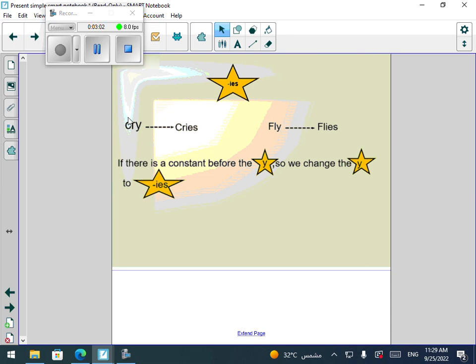Okay, so what about the y? If the verb ends with y, look before the y. If we have a vowel plus y, I will add only s. With he, she and it, like play, plays, we have vowel plus y. But if we have a consonant plus y, I will cancel the y and add ies. Okay, and this is with he, she and it only. So cry, cries, fly, flies. So if there is a consonant before the y, we change the y to ies with he, she and it.